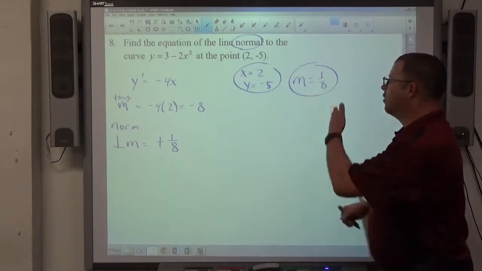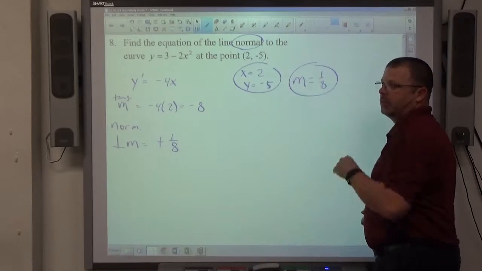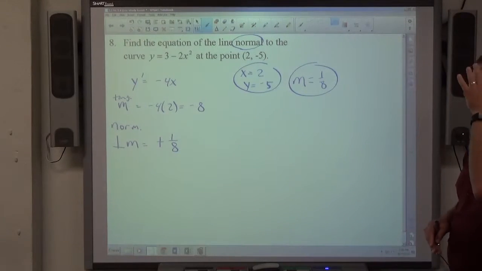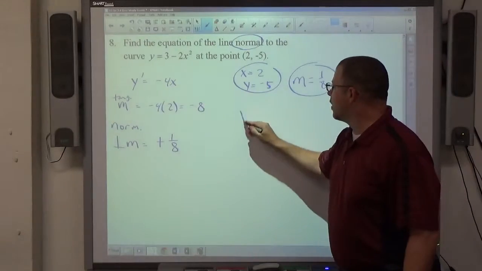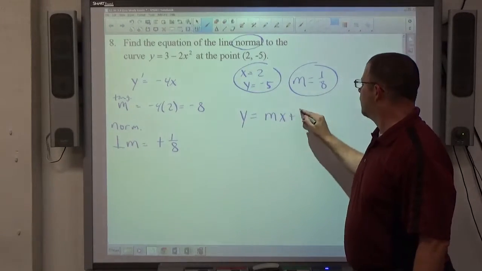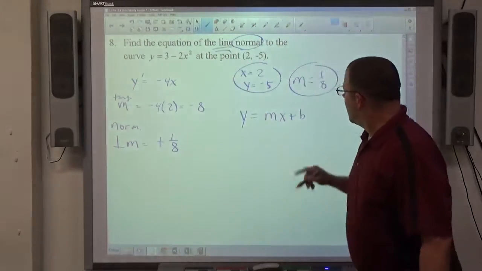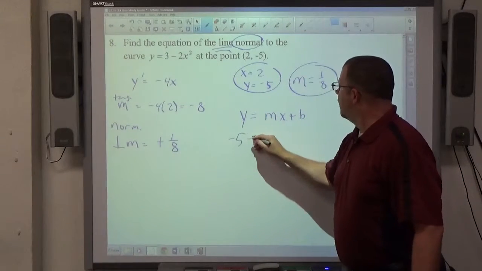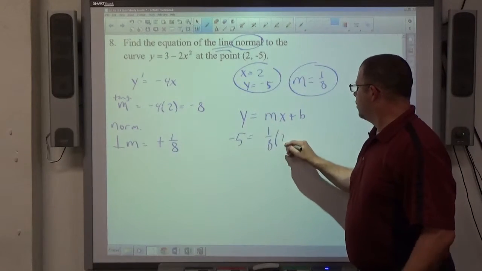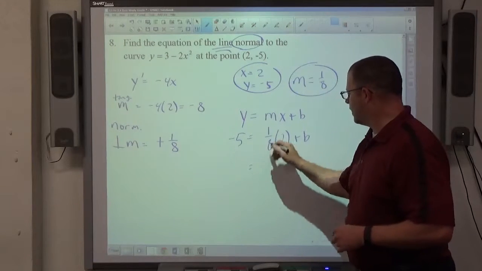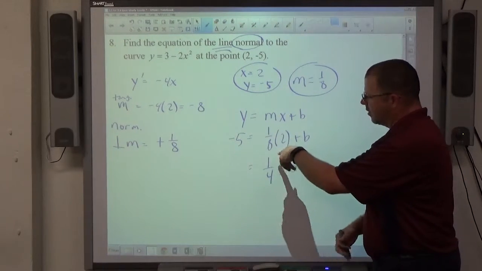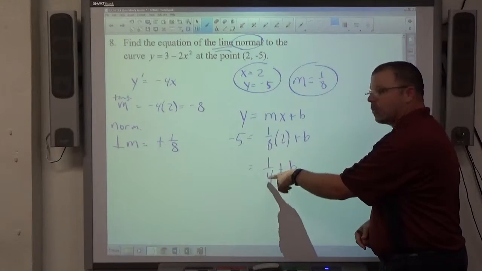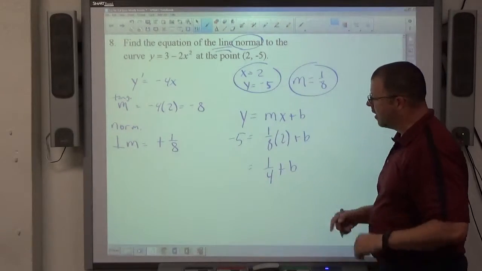Same as the last problem. Once you know the slope and the point of normalcy, also the point of tangency, they're the same. Once you know a point and the slope, y equals mx plus b is our structure, because we're looking for the equation of a line. Y is negative 5, m is 1/8, x equals 2. In this case, 1/8 times 2 is 1/4. I've always recommended this technique when we're dealing with fractions. Always have the reduced fraction if it's a fraction.